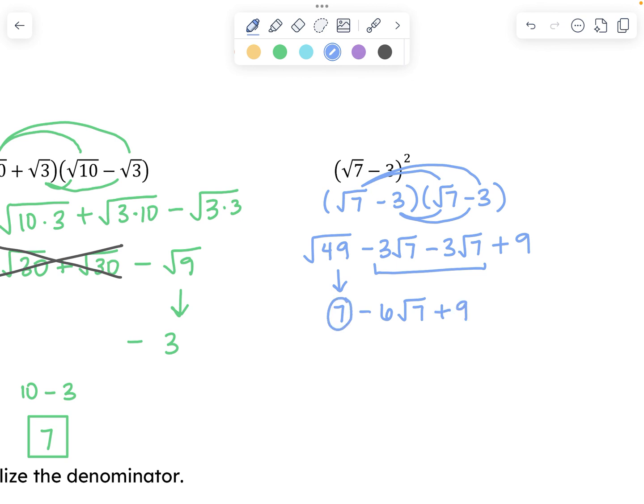And if I have 7 plus 9, I can also combine those two terms. 7 plus 9 is going to give me 16, so my answer would be 16 minus 6 square root of 7. Make sure you're being really, really careful with your signs. That's where I see a lot of people make mistakes.